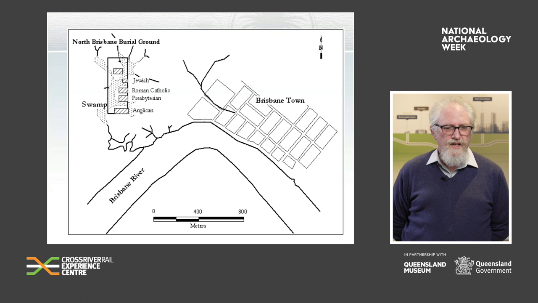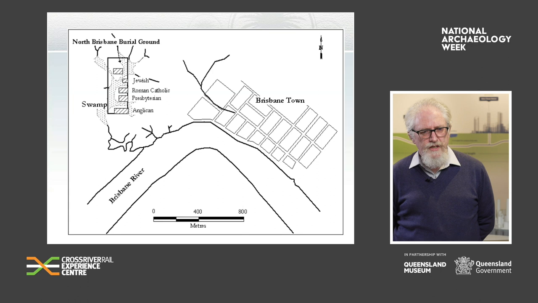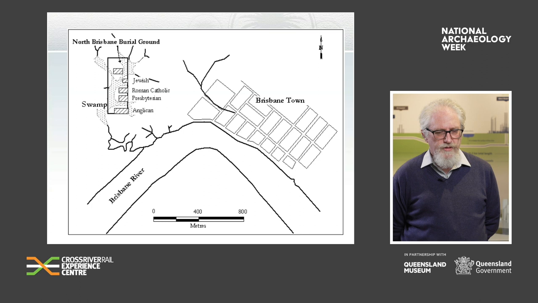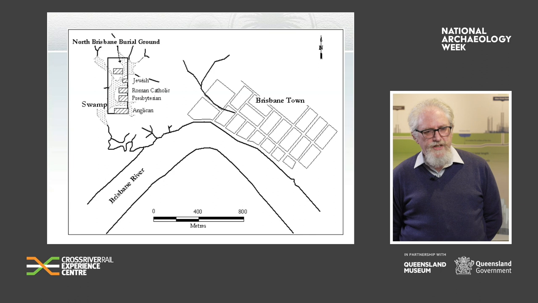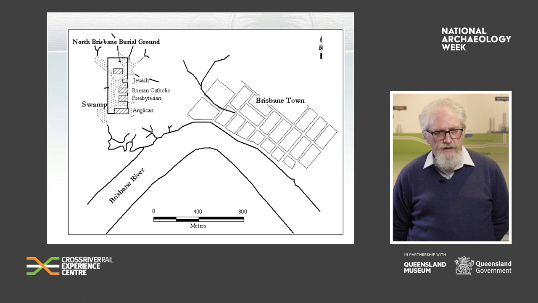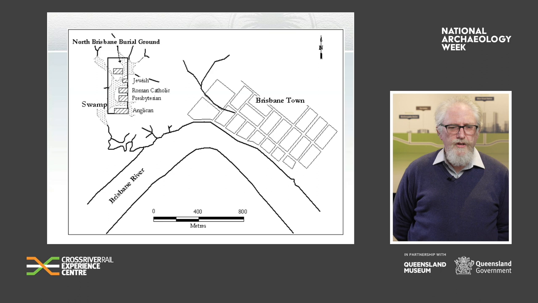And you can see here in my image that the North Brisbane burial ground was divided into a number of different denominational cemeteries. So there was an Anglican cemetery, a Presbyterian cemetery, a Roman Catholic cemetery, and a Jewish cemetery. And then that takes us between Milton Road and Caxton Street. And then on the other side of Caxton Street were the Congregationalists, the Baptists, and the Methodists.